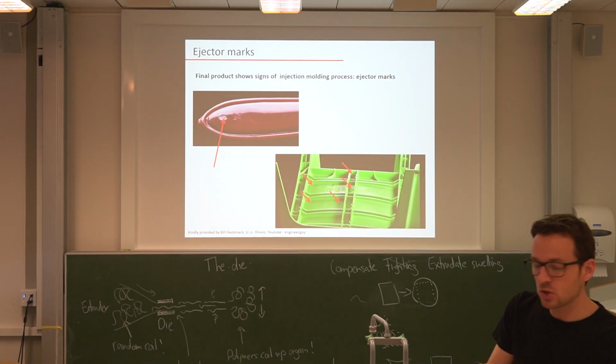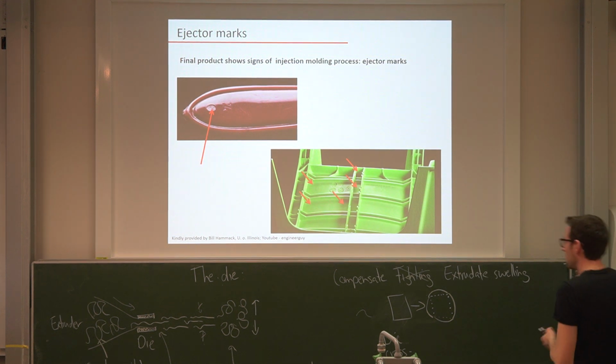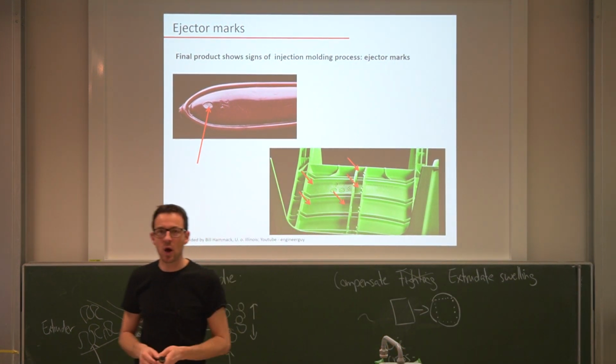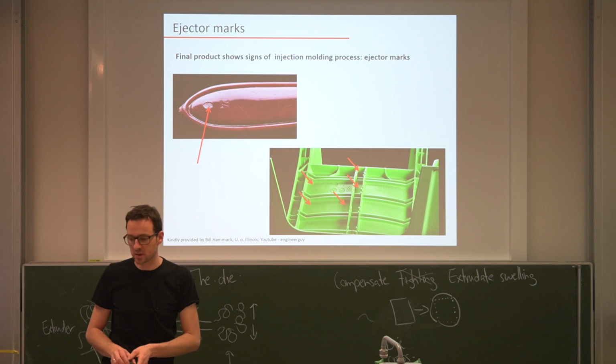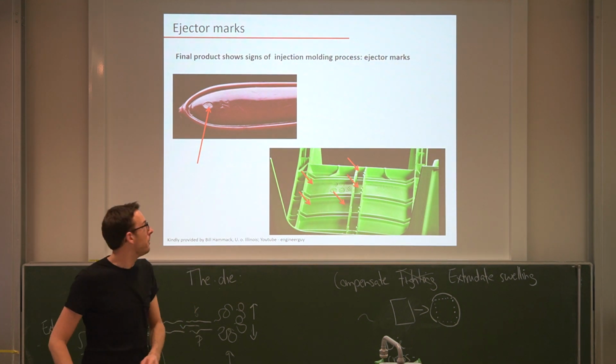You will see this in most of the polymer materials you have in your house. Okay, and this is a telltale sign that this has been produced by injection molding.